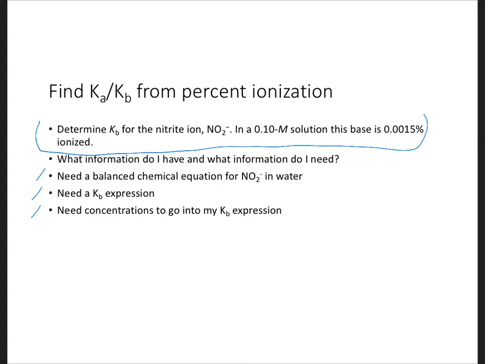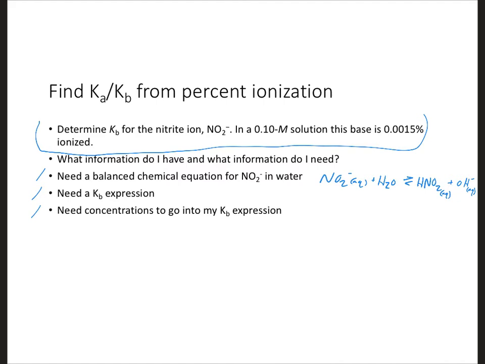Let's go ahead and do the balanced chemical equation for NO2 minus in water. They've given us the Kb here, and so we're putting this balanced chemical equation in terms of a base. So we have NO2 minus, which is going to be looking to pick up a proton. It has to do that from water, so ultimately we end up with HNO2, which is now neutral, and OH minus, which is going to be contributing to the alkalinity or basicity of the solution. So now we have that balanced chemical equation.